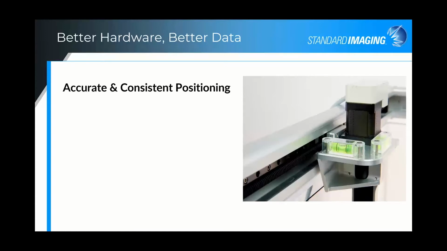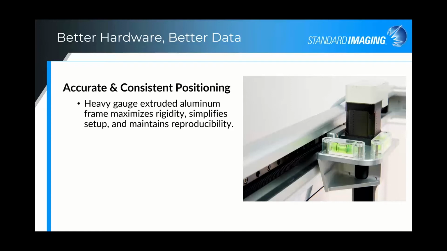But as far as one thing we did, like I mentioned, we wanted to build something around very good hardware, because the better the hardware, the better the data you're going to get out of it. So we really concentrated our development on accurate and consistent positioning. We use a heavy gauge extruded aluminum frame that really maximizes that rigidity. It simplifies the setup and it maintains that reproducibility. The positional accuracy and repeatability is within 0.1 millimeter per axis.